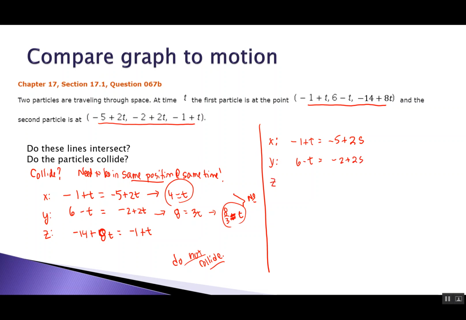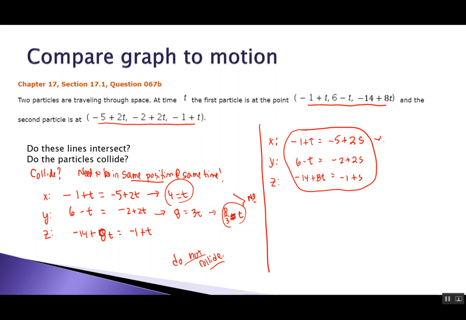And I'm going to do the same for the z's. -14 plus 8t equals -1 plus s. And now I have what's called an overdetermined system. It's two variables, but I have three equations. So I need to find out if I get the same s and t for both of these. So I'll clean this up a little bit.